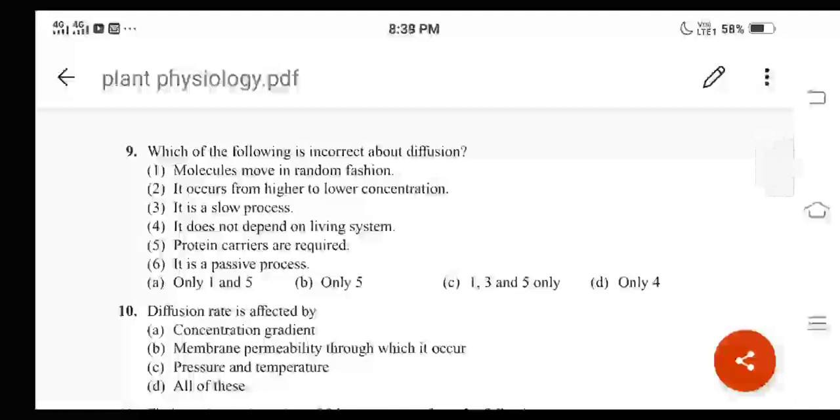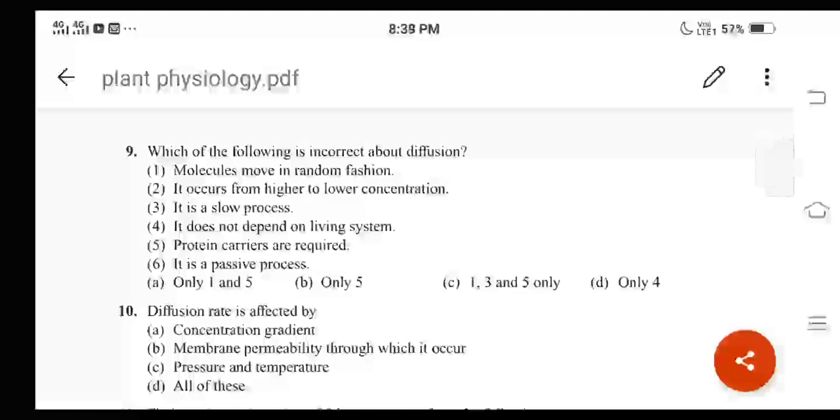Molecules move in random fashion. Then it occurs from higher to lower concentration. It is a slow process. It does not depend on living system. Protein carriers are required. It is a passive process, right? Among all these 6 statements, only the fifth statement is incorrect.